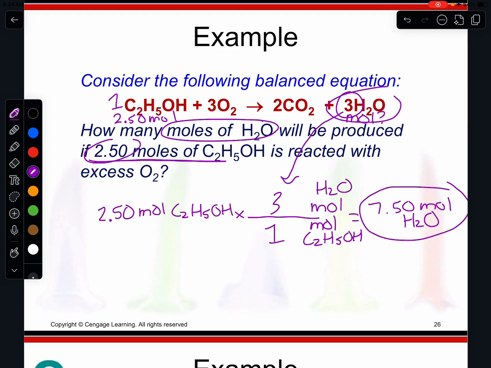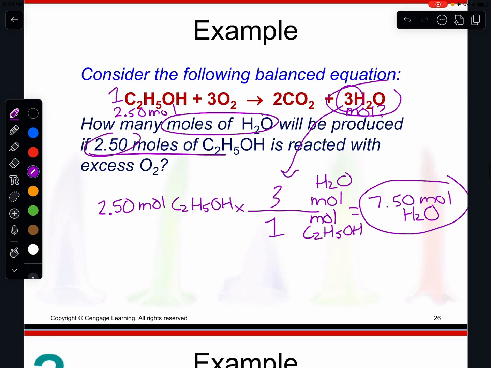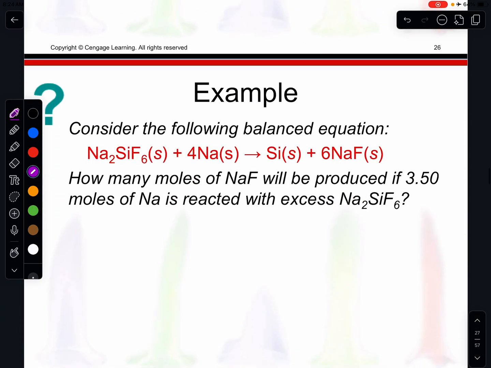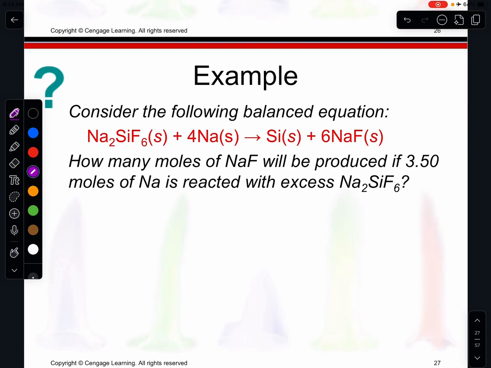Moles, and then you always end with the identity again. Okay, so here's our answer. So this is a pretty easy one. We're going to go ahead and try this again. So again, if you feel like you know what you're doing, go ahead and try.